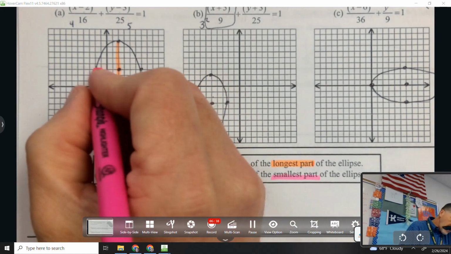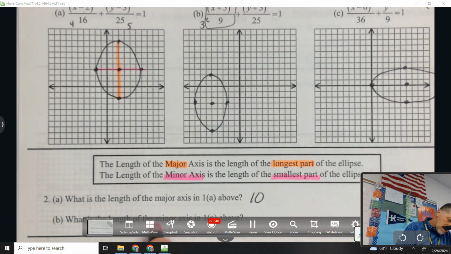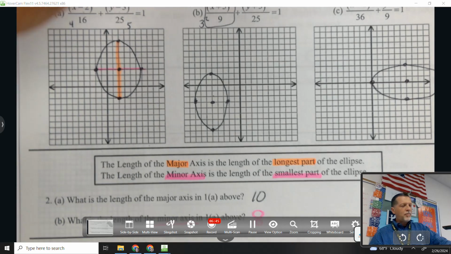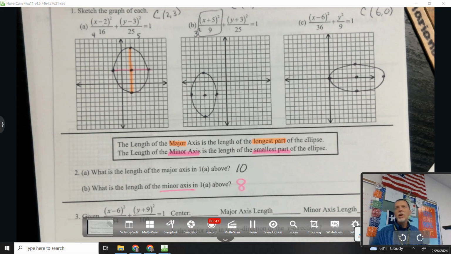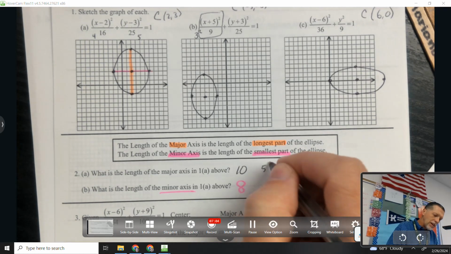And then the minor axis would be 8. It's an easy answer if you're looking at the picture, but sometimes people will answer 4 and 5 there instead of 10 and 8, because they're just not thinking about the picture. The axis is all the way across. So if you went 5 up and 5 down, it's not 5, it's 10.